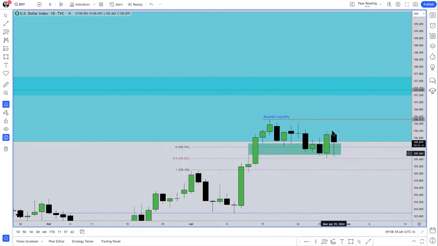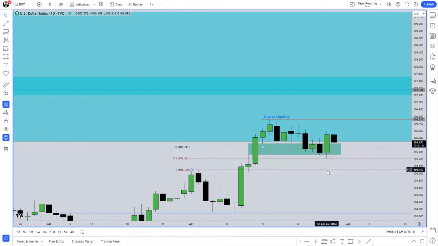But this dropping down in the lower time frames, that is absolutely permissible because of the higher time frame inefficiency. Now, how far can it trade down? It could have ultimately traded all the way down to here on a wick.